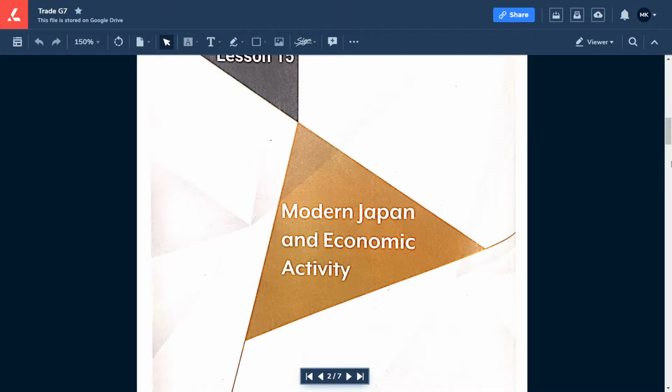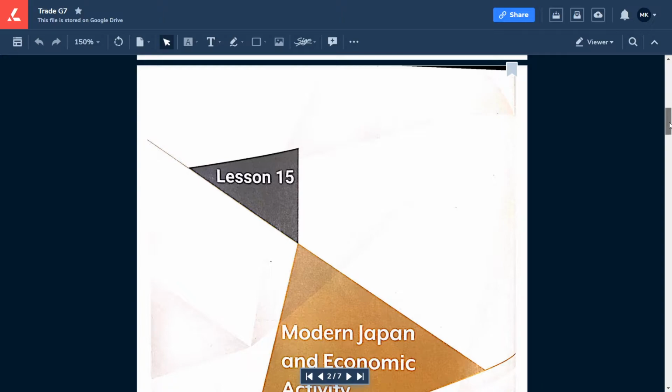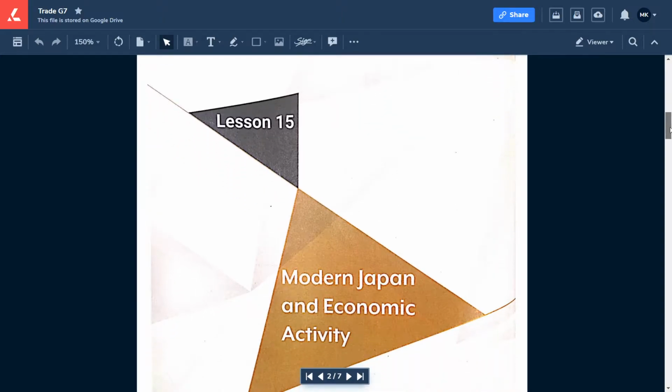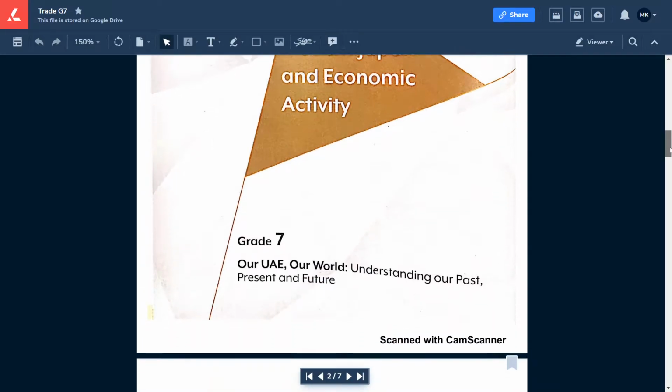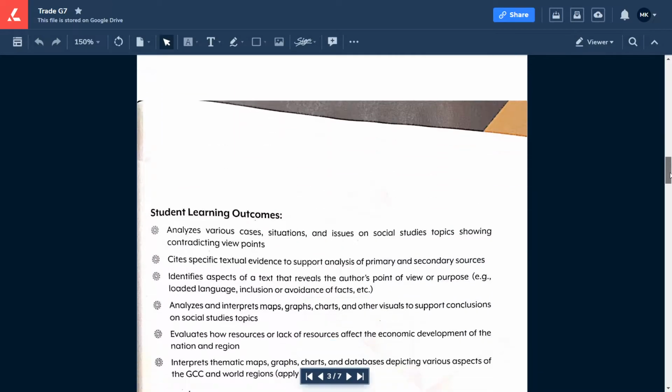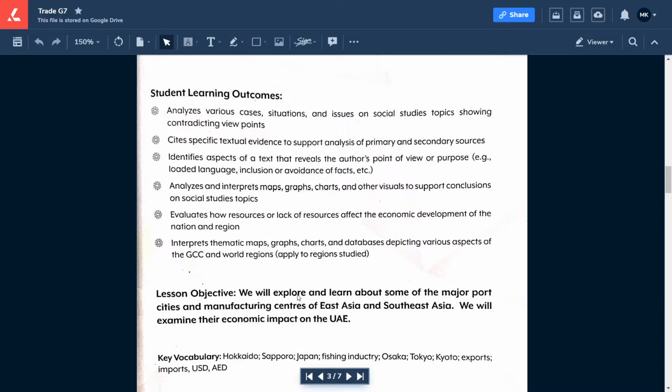Today inshallah we're going to learn lesson number 15, which is about modern Japan and economic activity. Let's start. In this lesson we will explore and learn about some of the major port cities and manufacturing centers of East Asia and Southeast Asia. We will examine their economic impact on the UAE. Let's see the vocabulary.